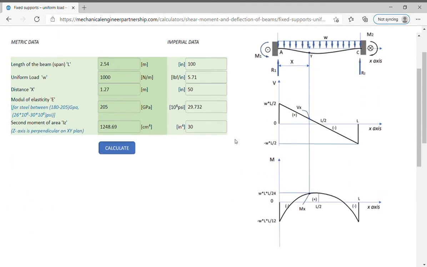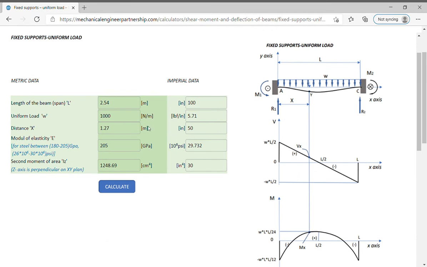Data are the following dimensions: the length L of the beam in meters or inches, uniform load W in Newton per meter or pound force per inch, and in absolute value, the results are positive or negative related to the sign convention; x, distance in meters or inches. In this calculation we have the xy plane as in the figure, and the z-axis perpendicular to the xy plane. Modulus of elasticity E in gigapascal or megapsi, mega pound force per square inch.